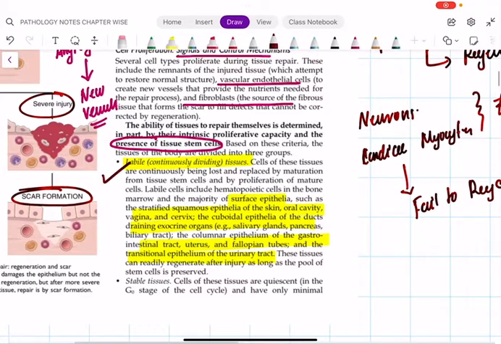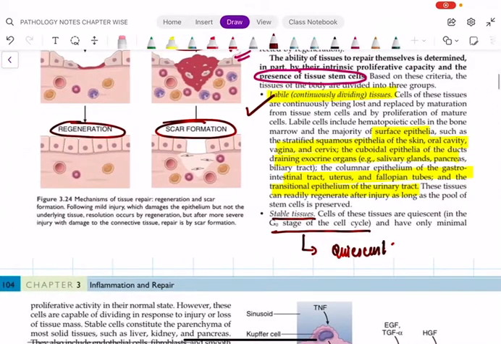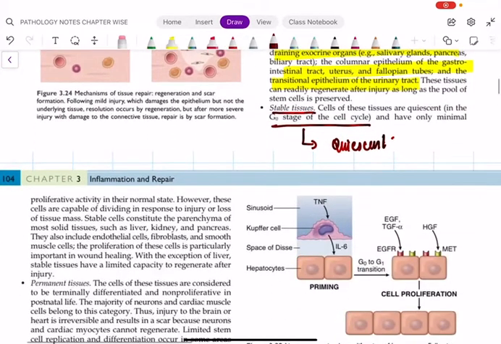Number two is called as stable tissues. That means there are some cells in our body which will be always in the G0 stage. What is the G0 stage in the cell cycle? G0 stage in the cell cycle is what we call it as the quiescent stage. Am I right? Yes. That means they only have a minimal proliferative activity in their normal state. That means normally they won't divide, they will be dormant.